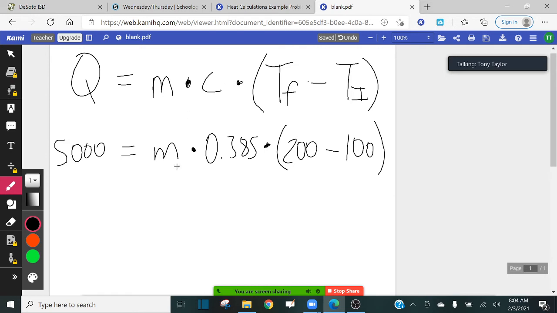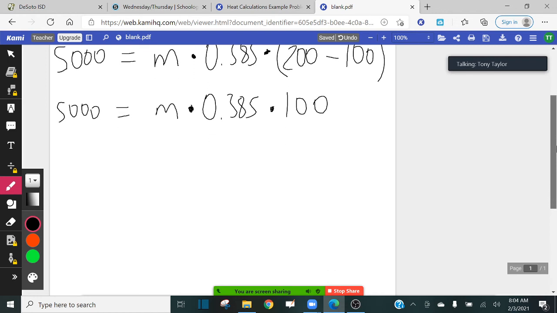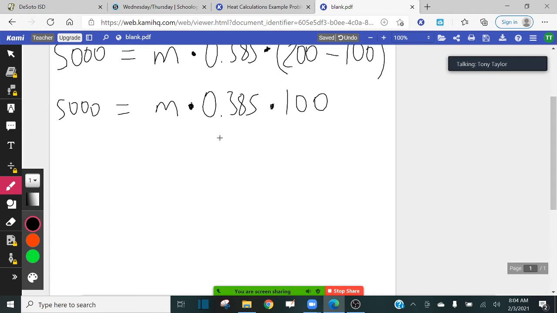All right, so remember, our goal is to get mass by itself. So I'm just going to simplify this further. So 5,000 is equal to mass times 0.385. And 200 minus 100, y'all know what that is. That's just 100, right? So the change in temperature is 100 degrees. All right, so guys, let's keep going. Let's do the algebra. So if I multiply these two numbers by each other, what I get is 38.5.